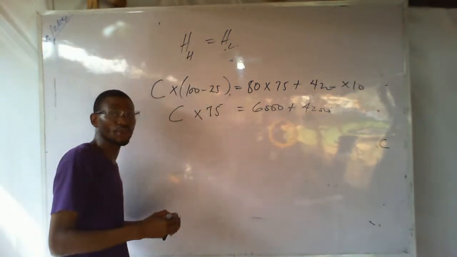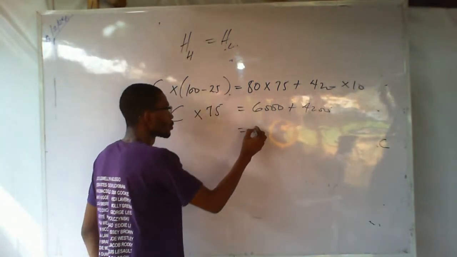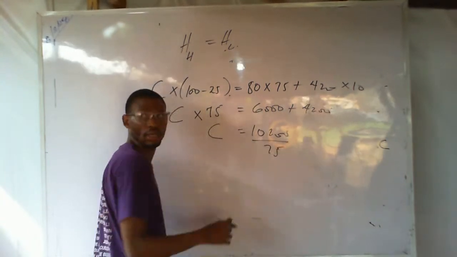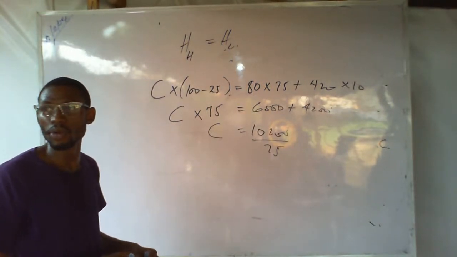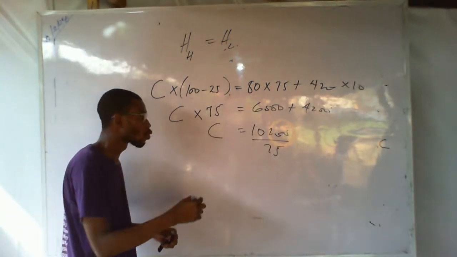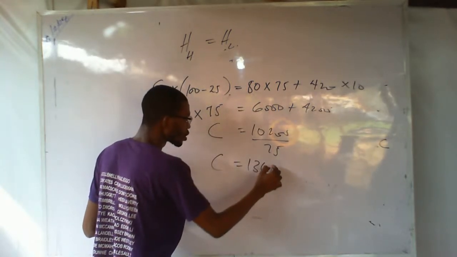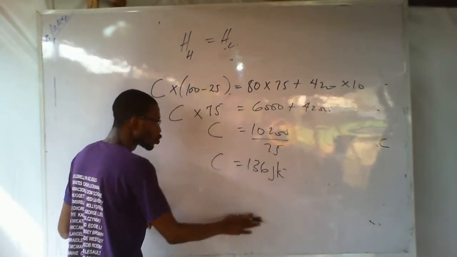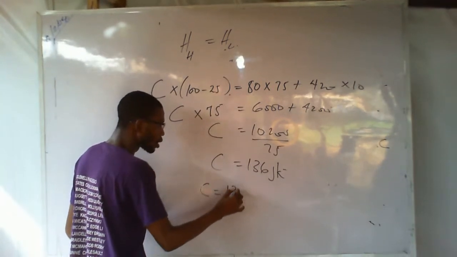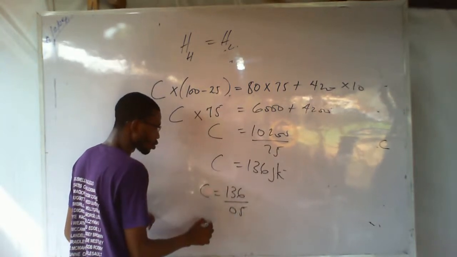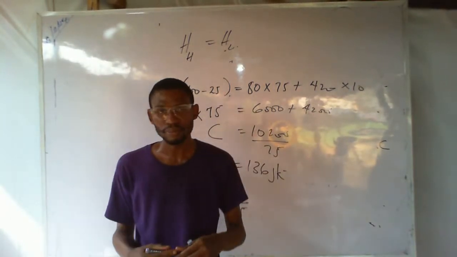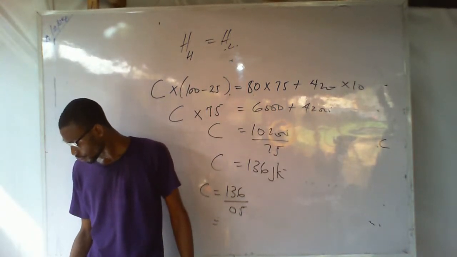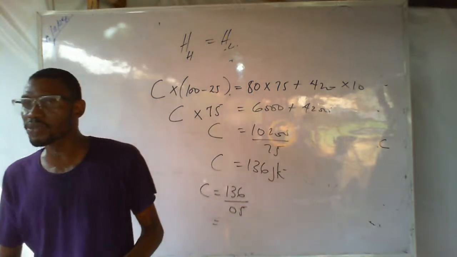So now let's add it together. What do we get? 10,200. So our C is what? Please hold on. 136. 136 what? Per Kelvin. So what will be our C? 136 divided by 0.5 should give us what? That's small letter C. 272. So which means it is very, very much correct.